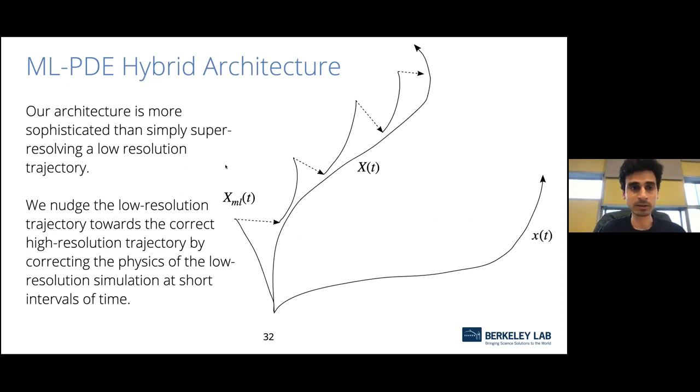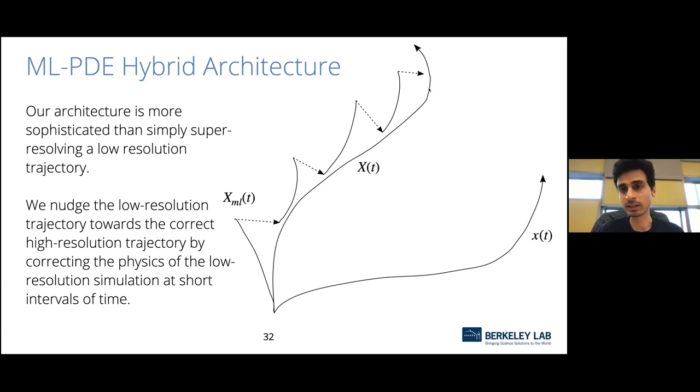And basically what the architecture is doing is something more sophisticated than simply super resolving the low resolution trajectory. What it's doing, as illustrated in this cartoon, is nudging the low resolution trajectory towards the correct high resolution trajectory by correcting the physics of the low resolution simulation at short intervals of time.